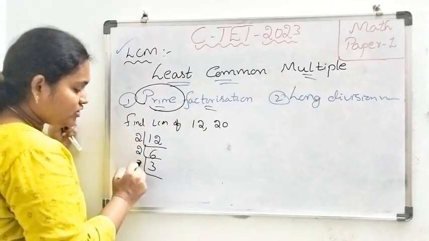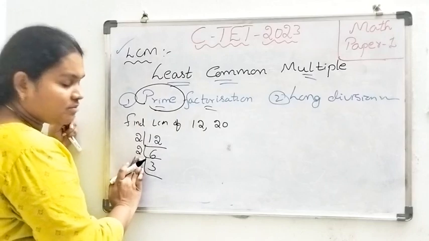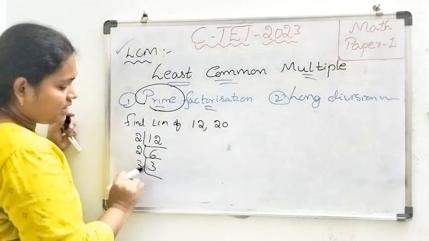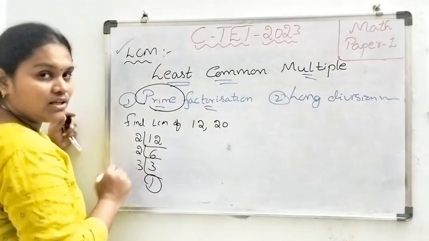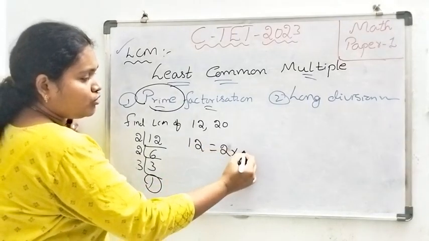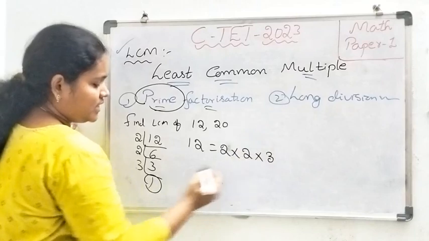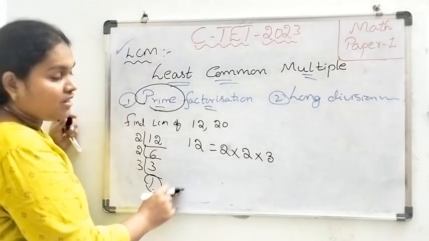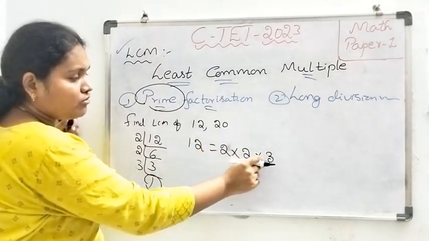So until you reach 1. Again this 3 cannot be cancelled by 2, so we have to do it with 3. 3 ones. Until we reach 1 we have to do this process. So 12 can be written as 2 into 2 into 3.